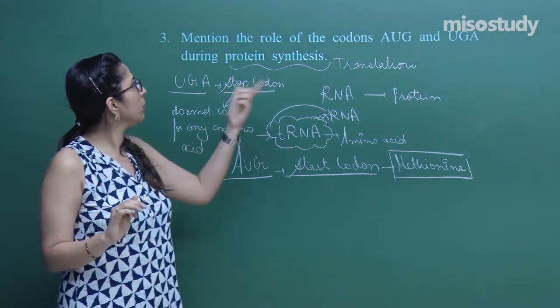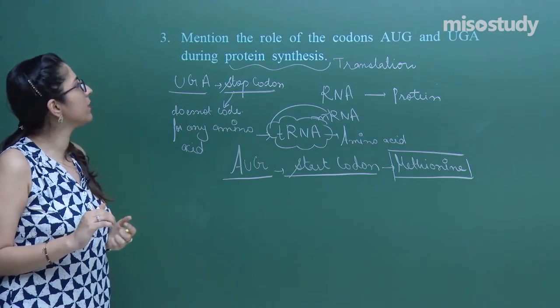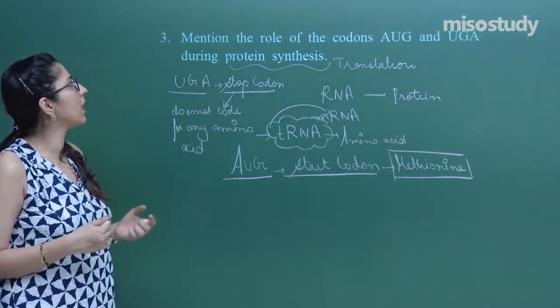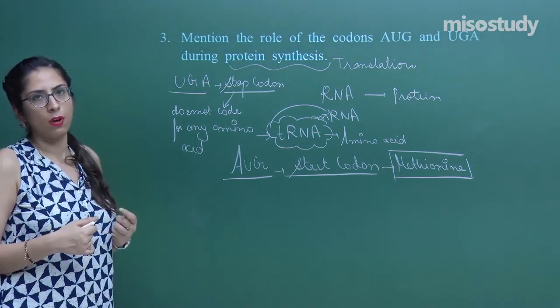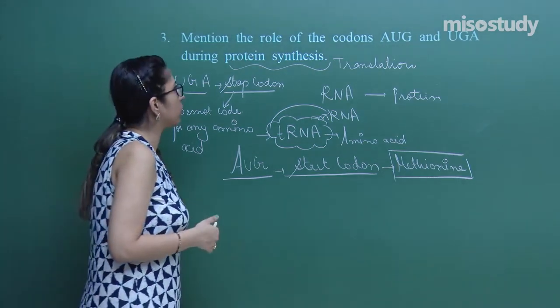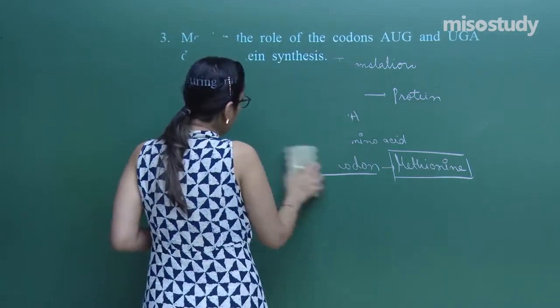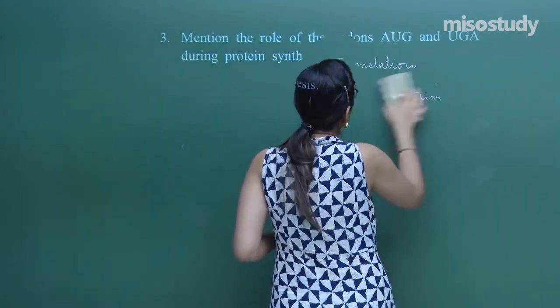So, AUG is a start codon whereas UGA, UAG and UAA are stop codons. This is the role of these two types of codons. Normally, there are three different codons which act as stop codons, and we have discussed this in detail in the sessions.